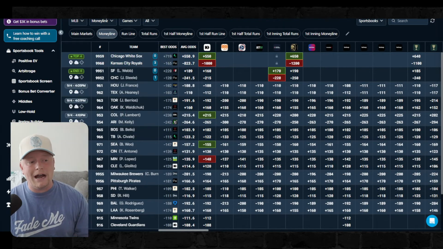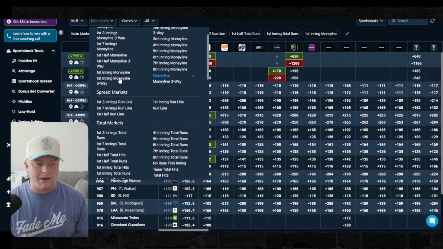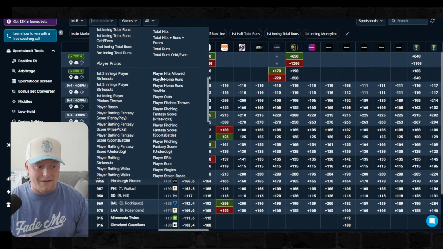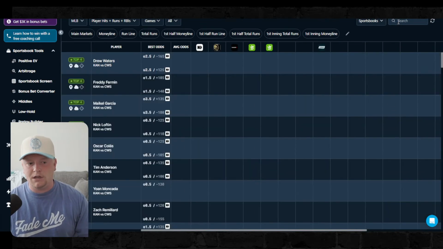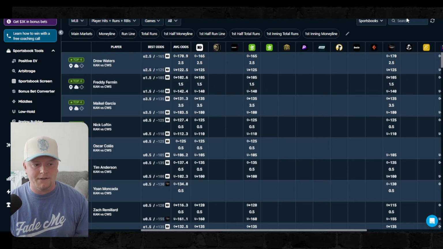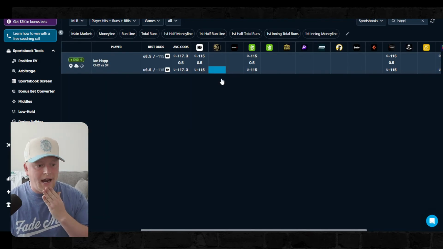But here we are. We want to now look at, okay, well, we know that we're looking at Ian Happ over 1.5 hits, runs, and RBIs, right? So let's go ahead and find that and make sure that we're going to get the best value. Player hits plus runs plus RBIs right here. And this is obviously going to bring up a bunch of stuff. So what we're going to do is type in Happ in the search at the top right here, and then we can see it here.